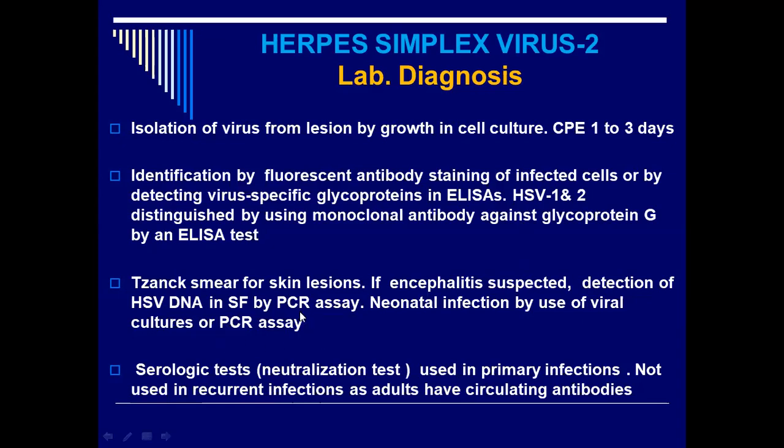A serological test like the neutralizing test can also be done in primary infections. It is not used in reactivated infections because of the circulating antibodies, so we cannot really get a good result.